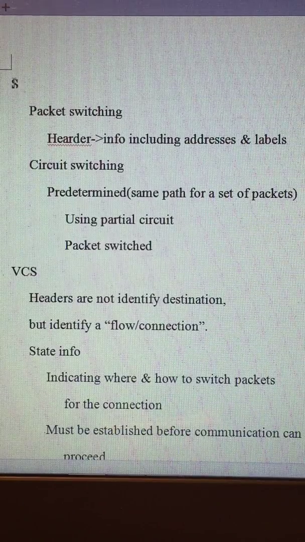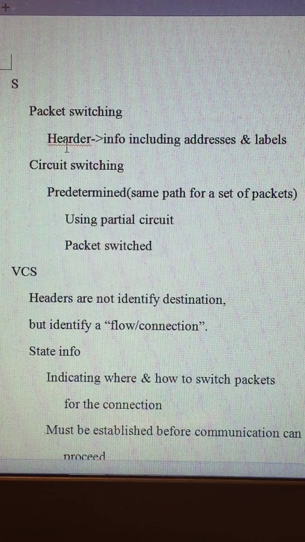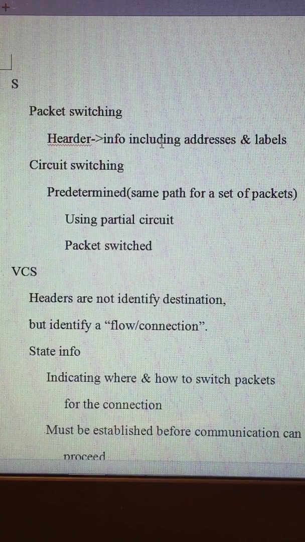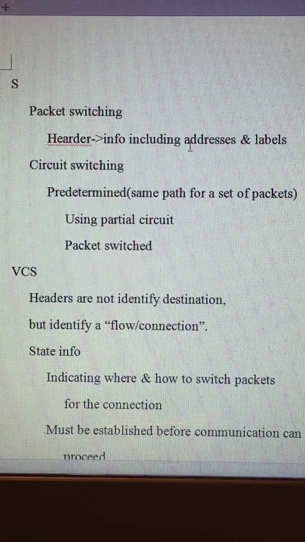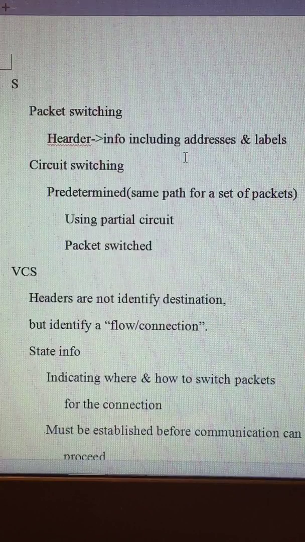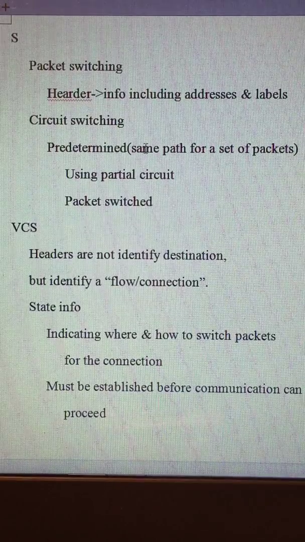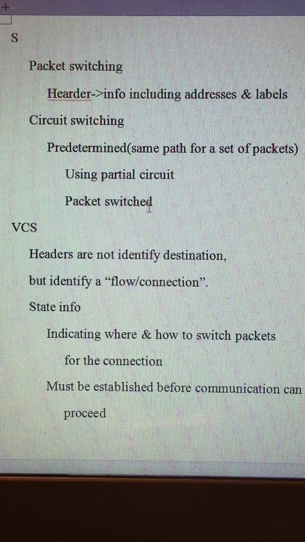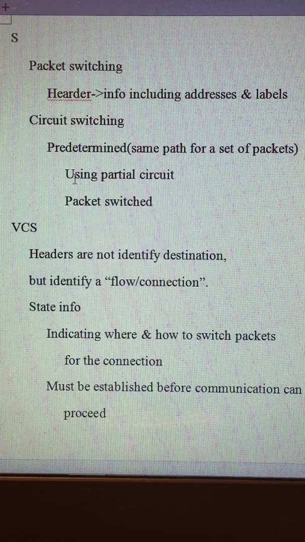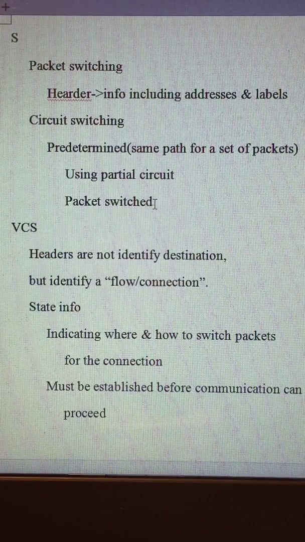And the last part is the switching mode. It can be divided into the packet switching and the circuit switching. The key element for the packet switching is the headers, which contain the information including the addresses and also the labels. Maybe the labels indicate the protocol of the switching. And circuit switching actually is a predetermined way for transferring the information, and there are two ways for establishing the circuit switching. First way is using the partial circuit, and also the packet switched.